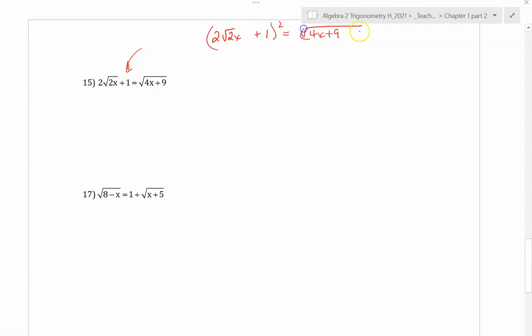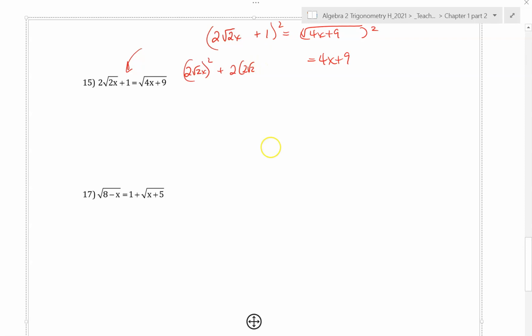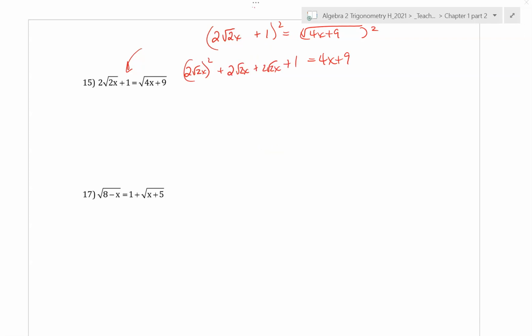If we square both sides of the equation, on the right side we get 4x plus 9. On the left side we get 2 root 2x squared plus 2 times 2 root 2x plus 1. So let's see, that's 2 squared is 4 times 2x plus 4 of these root 2x's plus 1 equals 4x plus 9. So now we have another radical. Let's isolate the radical 2x and square again. Go ahead and pause the video and give it a try.